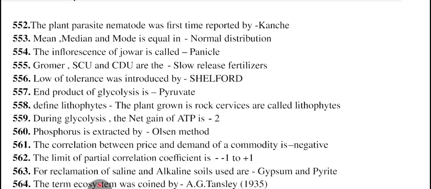Gromer, SCU and CDU are slow release fertilizers. Law of tolerance was introduced by Shelford. End product of glycolysis is pyruvate. Lithophytes are the plants grown on rocks. During glycolysis, net gain of ATP is 2. Phosphorus is extracted by Olsen method.